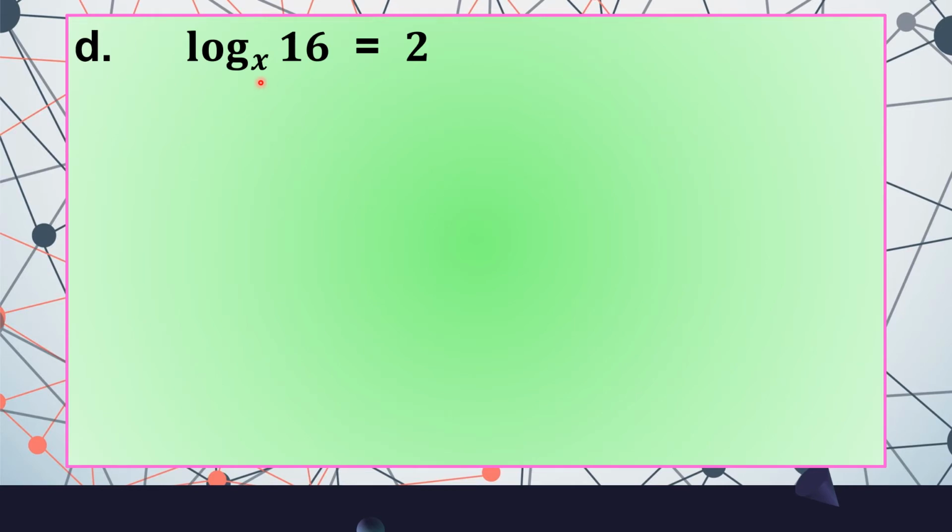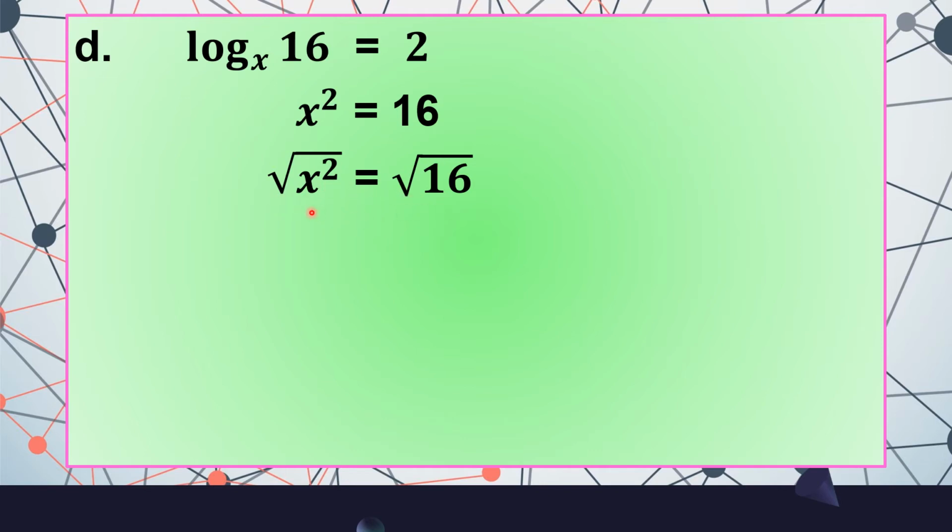So the base of our logarithm is also the base in the exponential form. And the answer of the logarithmic equation is the exponent of our exponential form. And 16 now is the answer in exponential form. So we have x squared equals 16. Solving for x, since this is a square, to get rid of the exponent 2 here, we square root both sides of the equation. So we have now square root of x squared equals square root of 16.